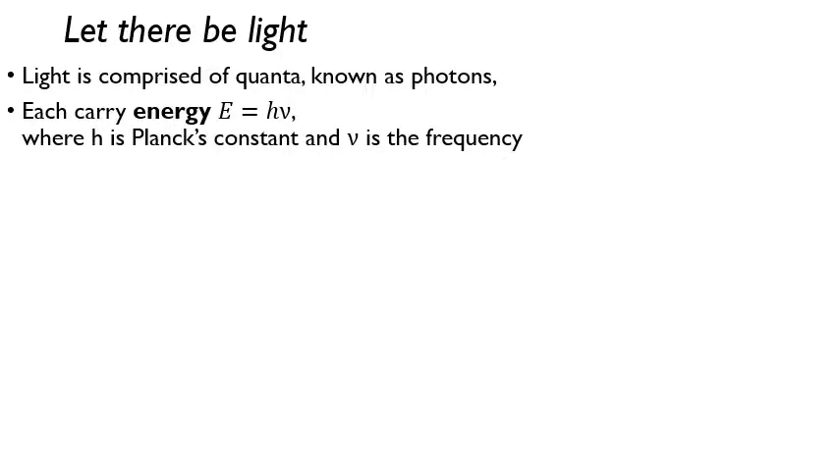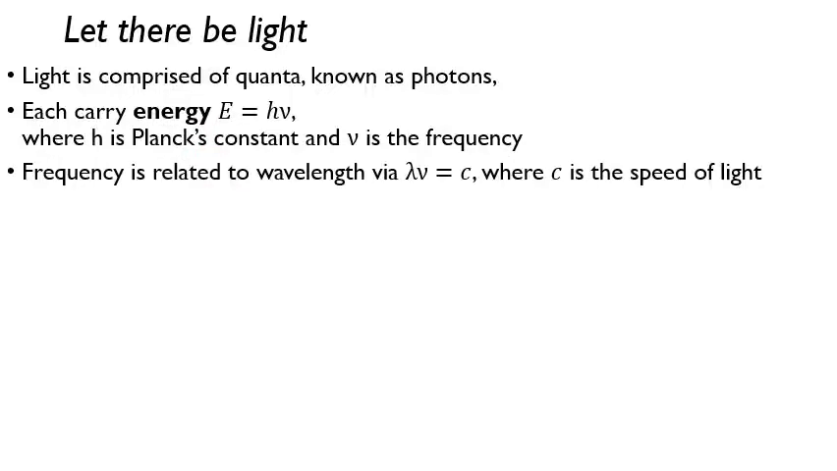Each photon carries an energy that is given by the frequency. So we just take Planck's constant and we multiply that by the frequency of light, and that gives us the energy. And the value for Planck's constant is in the textbook, or you can also Google it. Recall that the frequency is related to the wavelength via the speed of light.